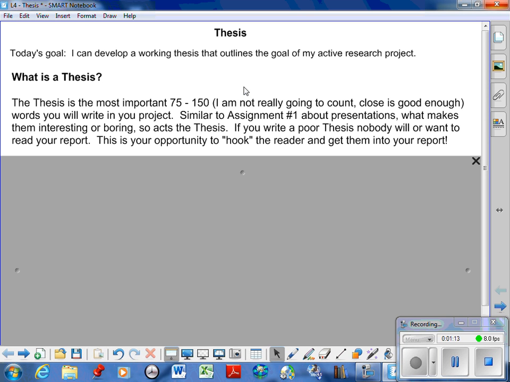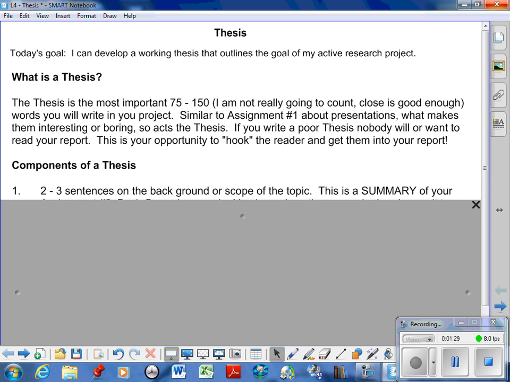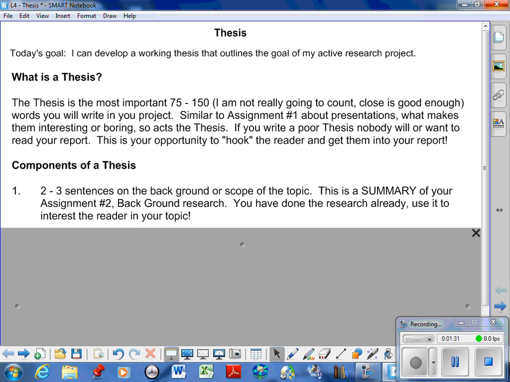So I'm going to give you some hints with it, how I would have the thesis broken down. My background, again, is kind of an engineering field, so it's going to be more of a technical thesis structure, but what I have found is it's fairly generic in terms of what people are looking for. They maybe call it different things. So here are the components to a thesis. The first 2 or 3 sentences are on the background or scope of the topic.